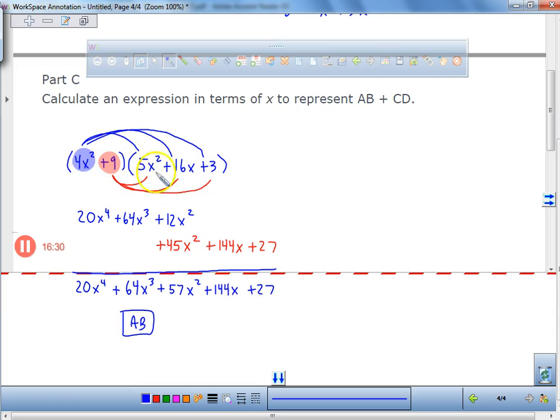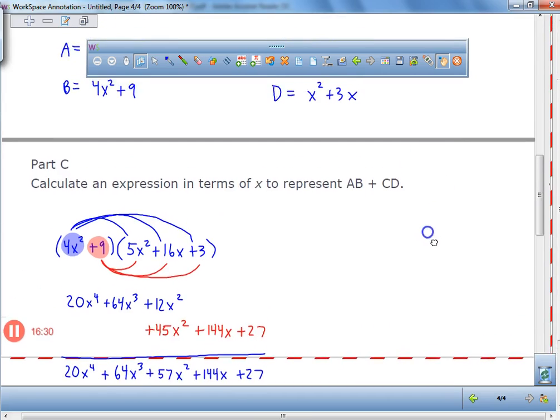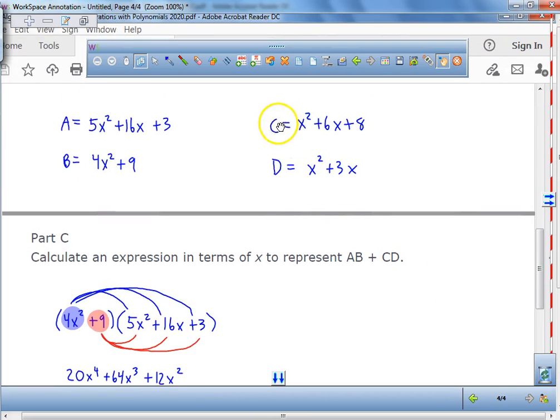Okay? So guys, this is what I want you to know. This is basically the way I used to do it. When I was your age, I would just multiply things out, add like terms. Now I'm going to show you a different way, a different way for C times D.